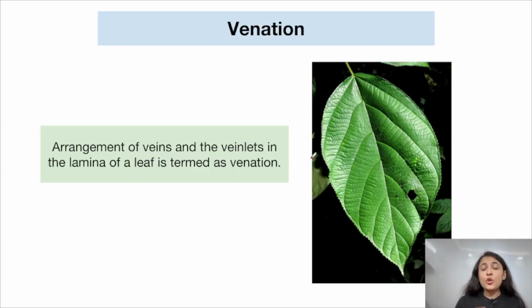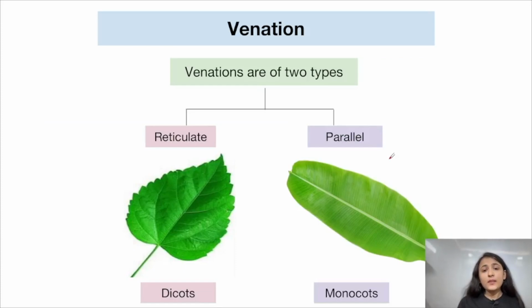Now the arrangement of veins and veinlets is also different in different kinds of leaves. The arrangement of veins and veinlets in the lamina of the leaf is known as venation. First of all, understand this. Venation is of two types. In monocots, the venation you will find is different as compared to the venation that you can see in dicots. So these two kinds of venations exist. Venation is basically the arrangement of veins and veinlets on the leaf lamina. Reticulate venation is present in dicots and parallel venation is seen in monocots.